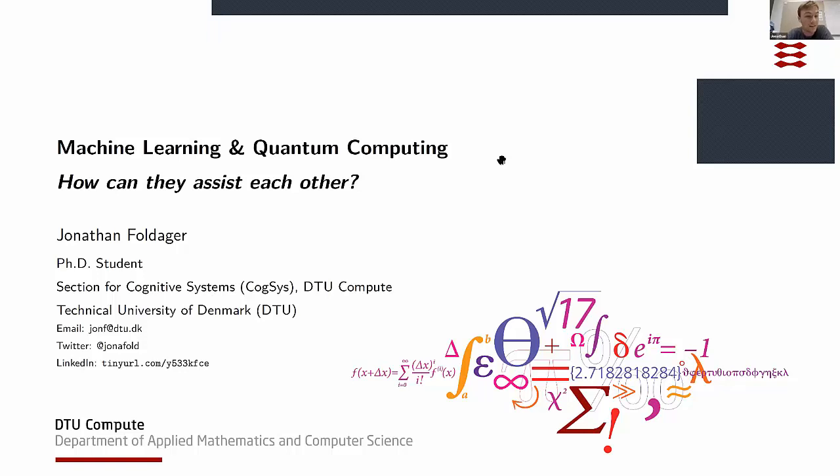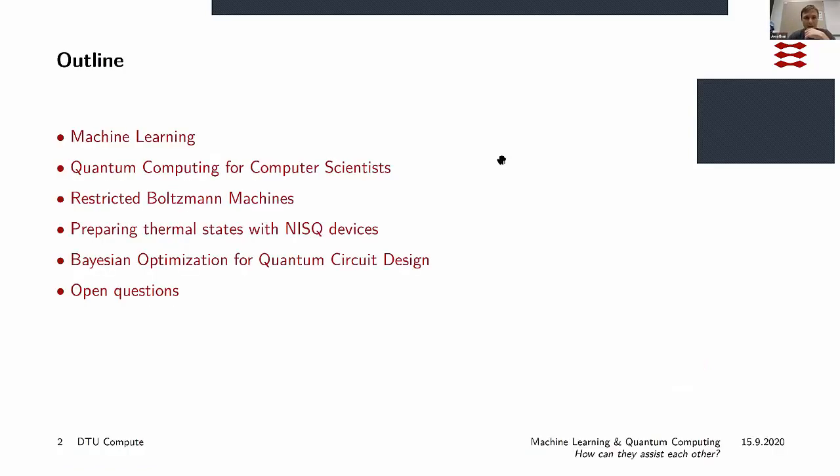So my name is Jonathan, and I'm a PhD student here at the Technical University of Denmark. I have this PhD project involving the interface between machine learning and quantum computing. I have this agenda where I actually want to take it from a computer scientist perspective, since I'm a computer scientist, I'm actually not a physicist myself.